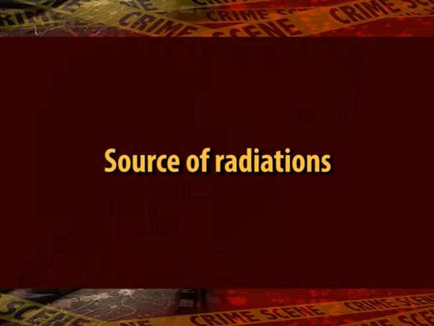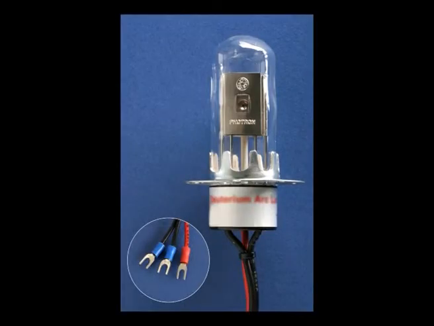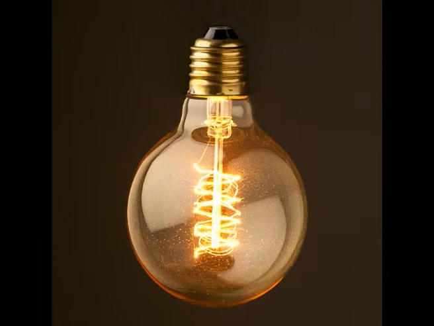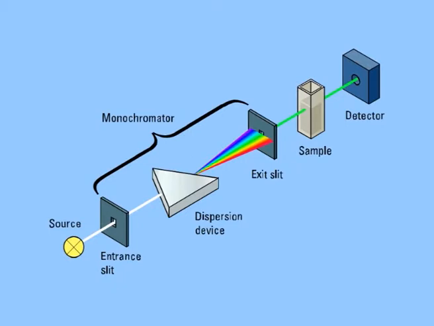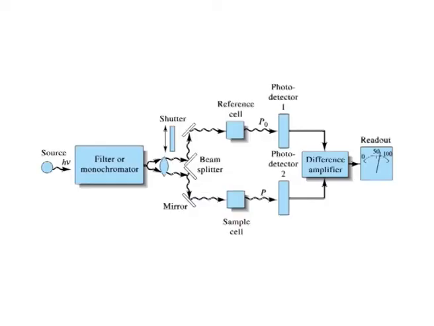All UV visible spectrophotometers consist of the following parts. First, the source of radiations. The commonly used source of radiations for the UV region is a hydrogen or deuterium discharge lamp. For the visible region, a tungsten filament lamp is used. Monochromator. The monochromator separates the radiations from the source, which consist of all wavelengths, into individual wavelengths. This single wavelength is then split into two beams. One beam passes through the reference cell and the other through the sample cell.